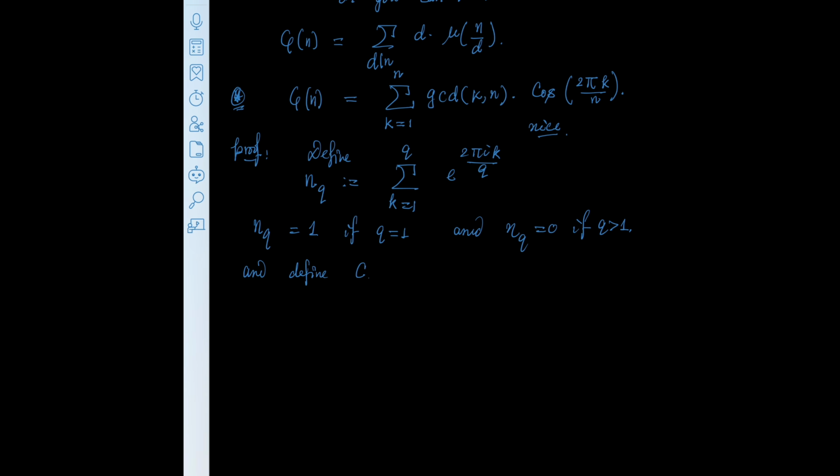And define C q, the Ramanujan sum, the sum of all primitive qth roots of unity. Formally, the sum over k between 1 and q with GCD of k comma q equal to 1 of e to the power 2 pi i k by q.